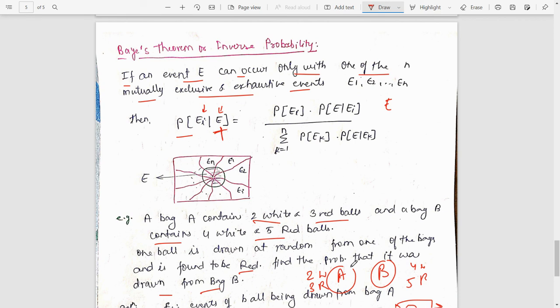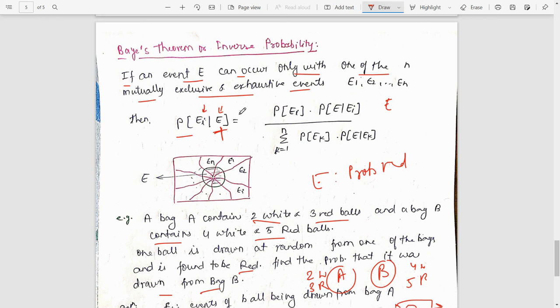Just like we saw here, the red ball is already drawn. So the probability of drawing a red ball is your E. It is talking about the probability that it was drawn from bag A. Here we have just two events, but in the generalized form you can find the probability of that event E happening due to Ei.